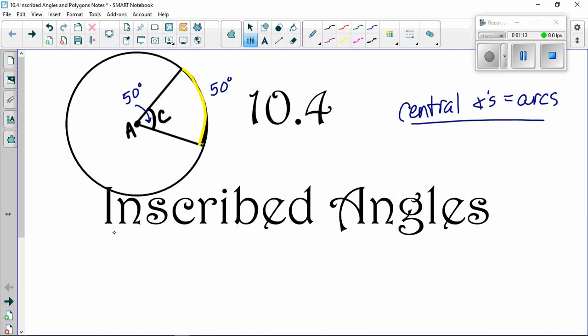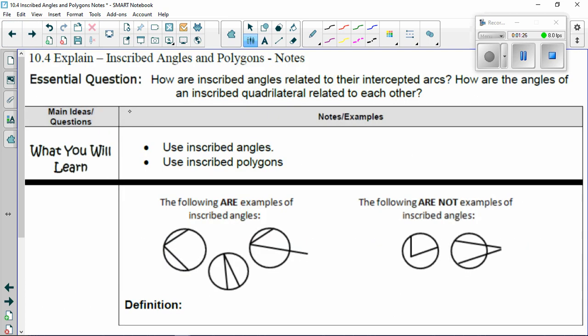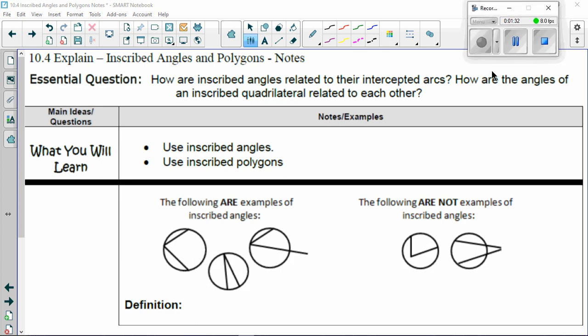Today we're going to take a look at what's called inscribed angles. Inscribed is because the angles are inside. So how are inscribed angles related to their arcs? They're not going to be equal like central angles. They're going to have a little bit of a difference.